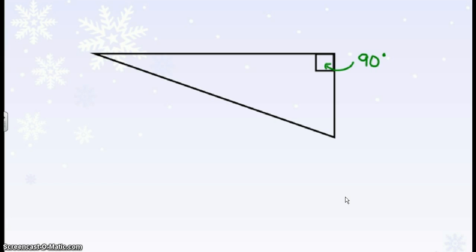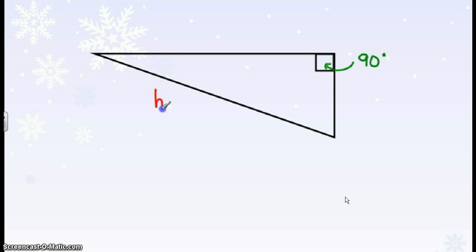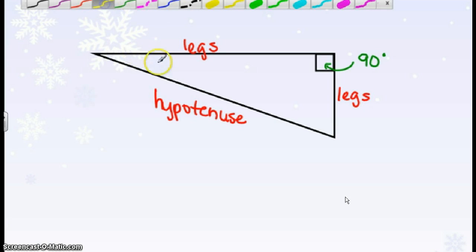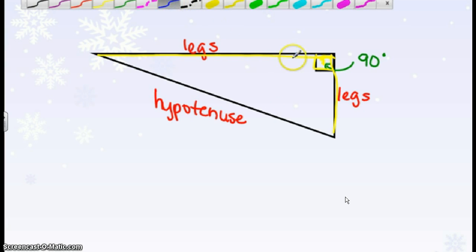We want to look at the side lengths because those are what's important for the Pythagorean theorem. We have one side called the hypotenuse, and then two sides of the right triangle called the legs. It's really easy to identify the legs because the legs create that box for the 90-degree angle. If you see that box, the two sides that make it are your legs.